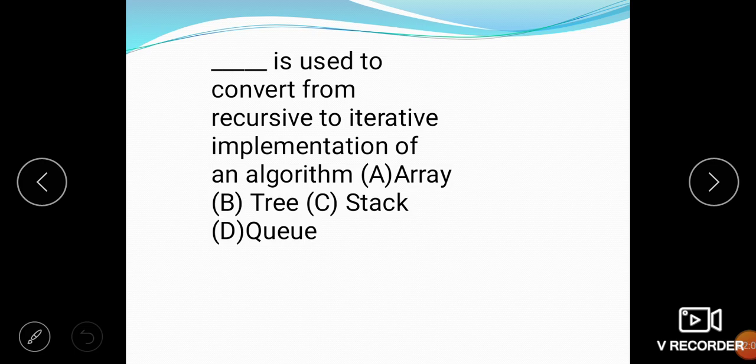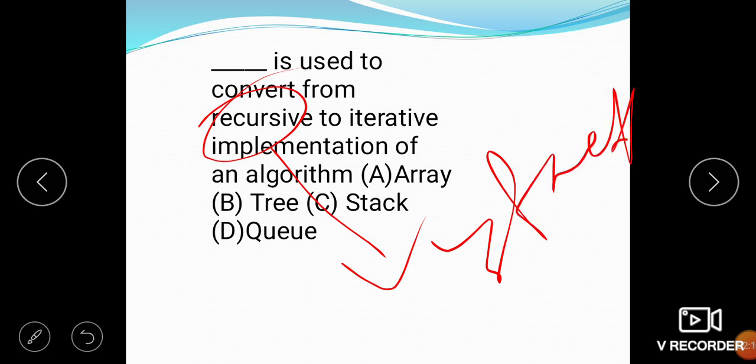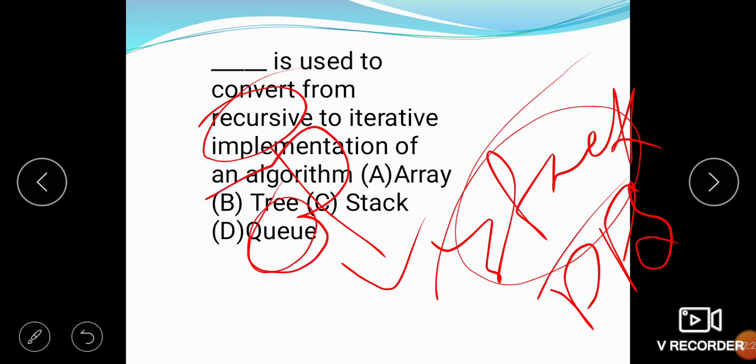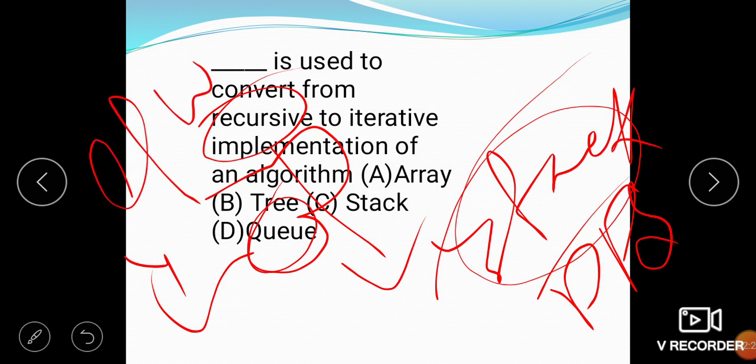Now next question is which is used to convert recursion to iteration. We discussed in the previous lecture also that the recursive method always uses a stack. The applications of stack are depth first search, parenthesis matching, and expression evaluation. Now next is queue. Queue examples are CPU resource management and breadth first search.